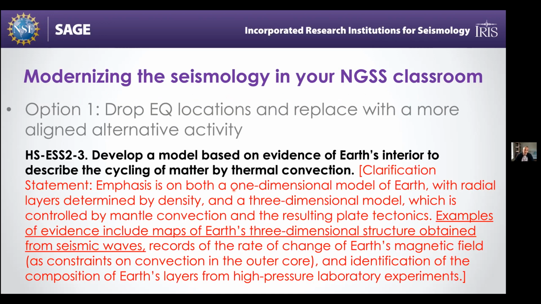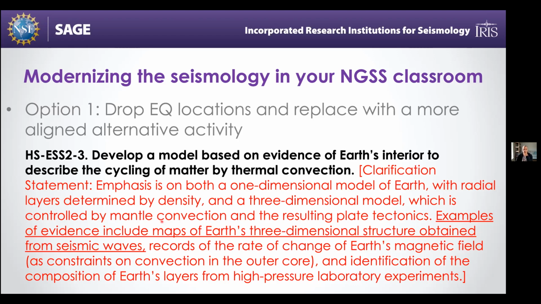All right, so if you do want to modernize your education, what else might you do? This is what I see as option one, and I would say this is probably the best option in your NGSS aligned classroom. You might want to target this high school Earth Science performance expectation: develop a model based on evidence of Earth's interior to describe the cycling of matter by thermal convection. They specifically call out using examples of evidence that include maps of three-dimensional structures from seismic waves. And so this gives us a strong place to tie into using seismology in an NGSS aligned curriculum.